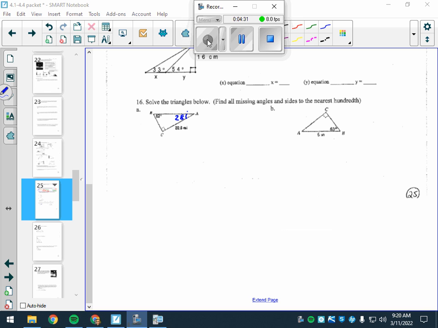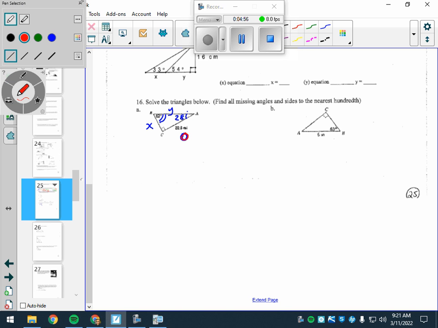So finding the angles isn't a problem. Finding the sides, we're going to use trigonometry. If we call this x and this y, let's say, we can use either 62 or 28 as our reference angle. But let's stick with 62 since that's the one they gave us. From 62, this side is the opposite. This side is the hypotenuse, and this side is the adjacent.